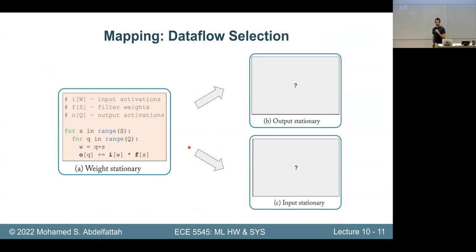Okay, so one of the things that the compiler can do is change the data flow, because different data flows can achieve the same final result at different performance on different hardware. If you have a pen and paper or something, this is how I would write that 1D convolution using this weight stationary data flow. How can I convert this to output stationary and input stationary?